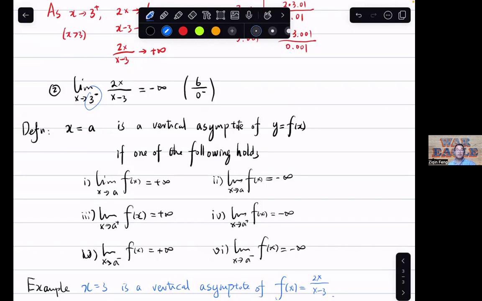You can see that a vertical asymptote could happen at a number which makes the denominator 0. If that happens, that number could be a vertical asymptote, but sometimes it may not be. We'll see examples later.